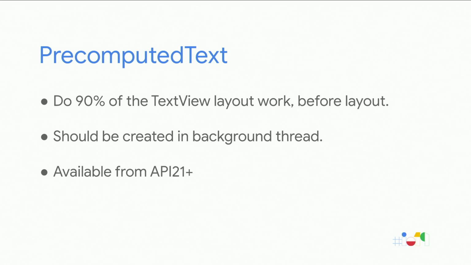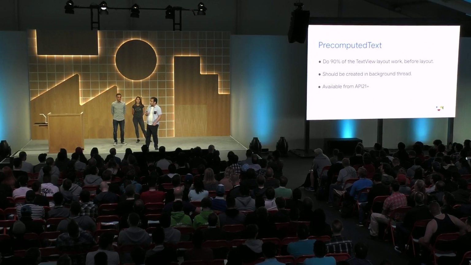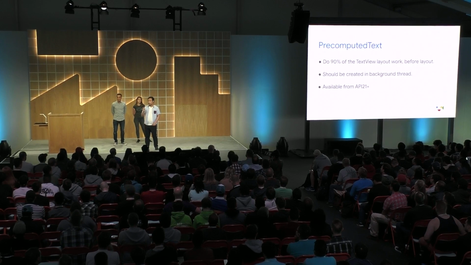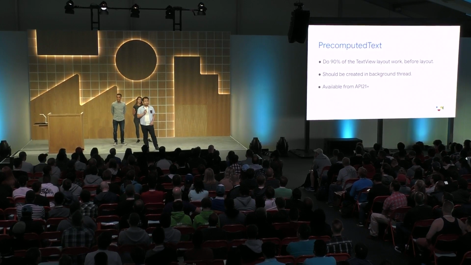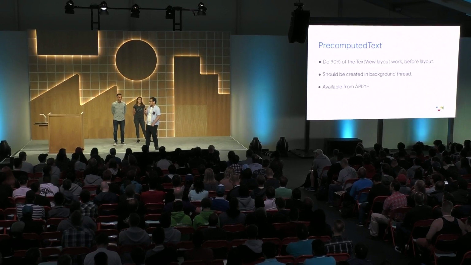We released PrecomputedText at last Google I/O. This is a tool for doing text work in a background thread. It does 90% of the text work beforehand, like selecting fonts or measuring text. This is a thread-safe object and should be created in a background thread. And we backported this class to Jetpack, and it is available from API 21.